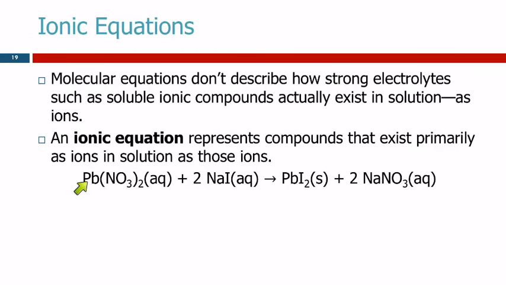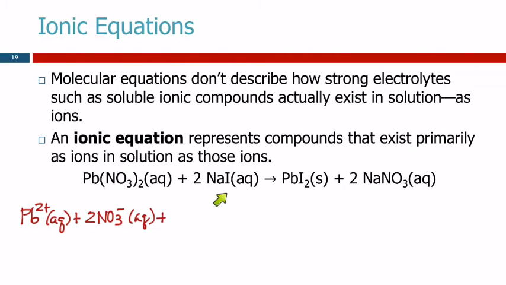So here I have lead 2 nitrate, and it says it's aqueous. So I'm going to write that as the ions. So it's lead 2 plus, and that's going to be aqueous. And then it's nitrate ion, also aqueous. But how many nitrate ions are there? There's 2. When 1 unit comes apart, I get 1 lead ion and 2 nitrate ions.